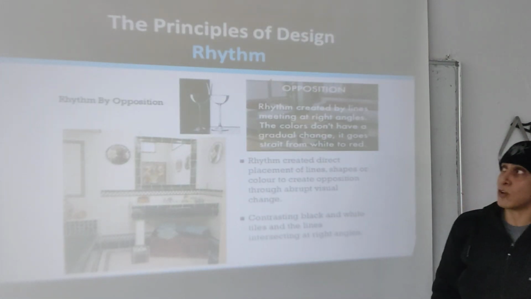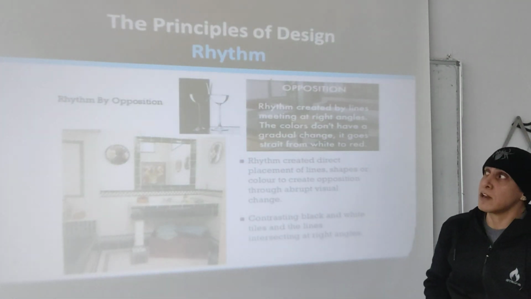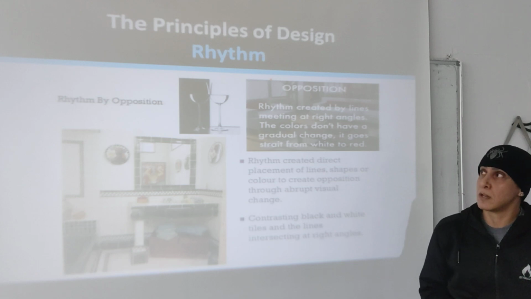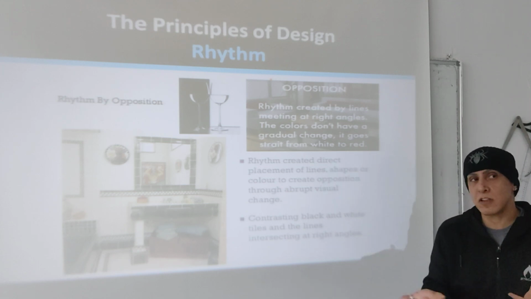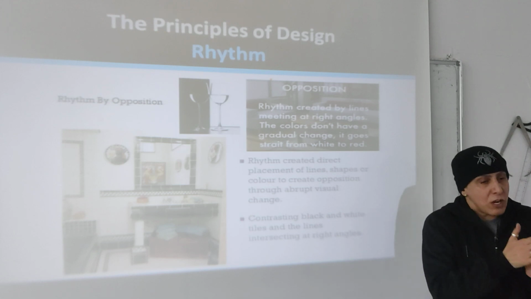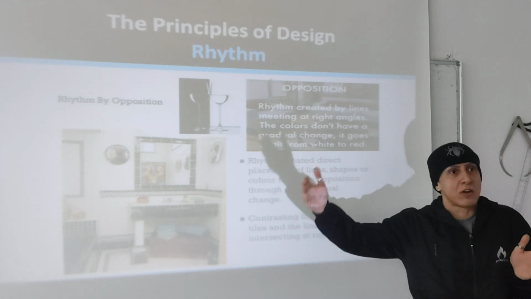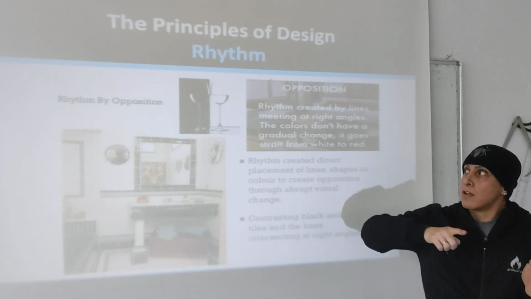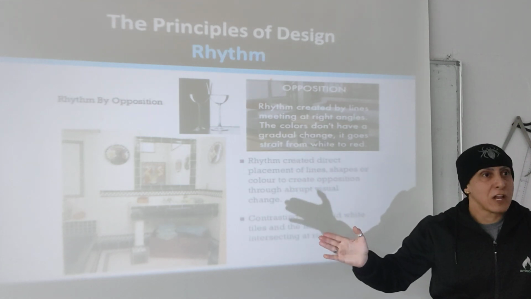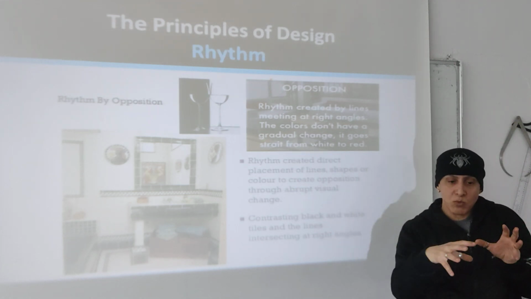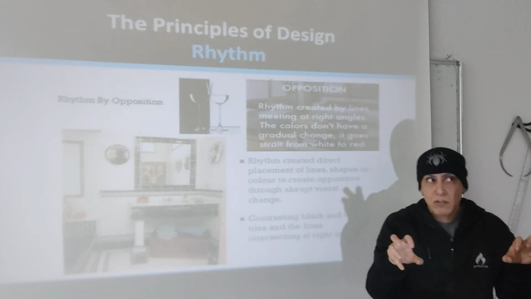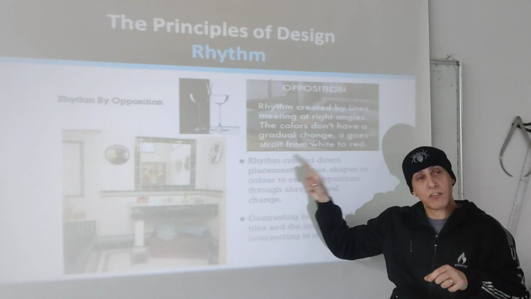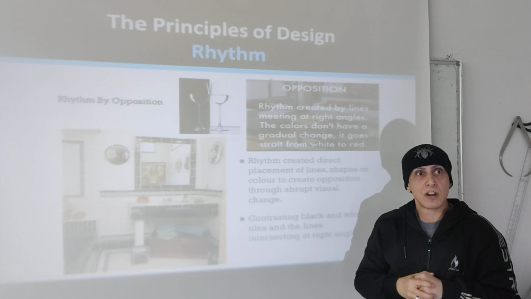Now, there is also another type of rhythm called rhythm by opposition. This is different than gradation. Gradation was what? Slowly change from one to another. Here we have sudden change. Like, for example, black next to white. This is sudden transition. Even this can create rhythm.